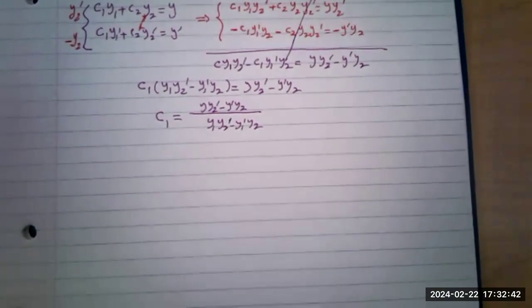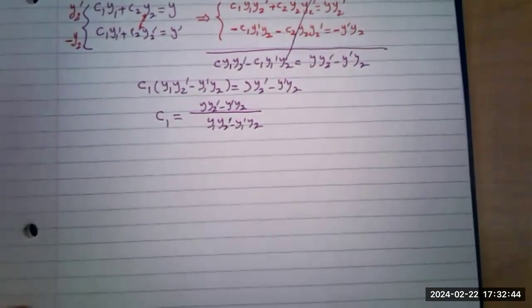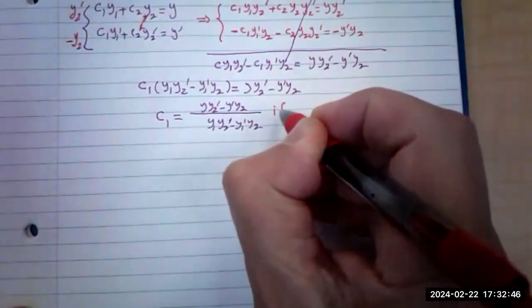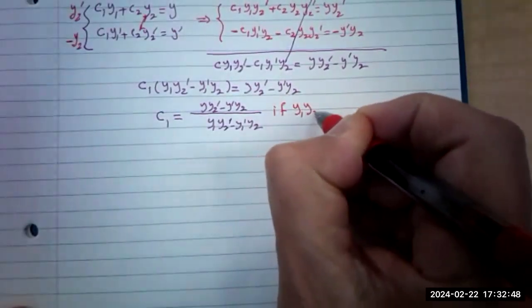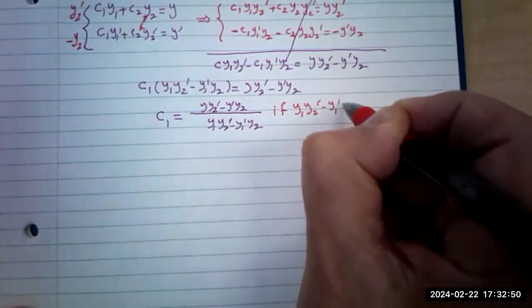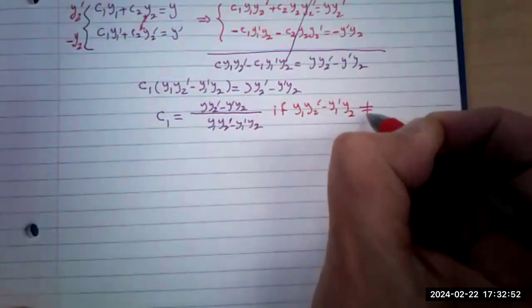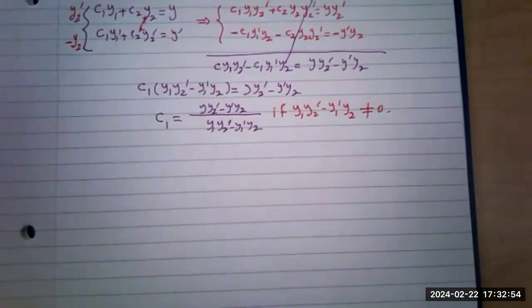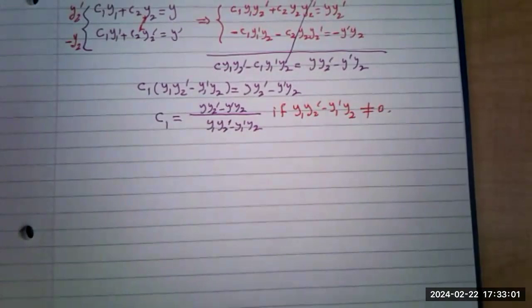Yes? The denominator cannot equal 0. Excellent. It can be done only if the denominator y1 y2 prime minus y1 prime y2 is not equal to 0. Remember, we are looking for a condition. This is C1. You can go and find C2 as well, but we don't need it because we are looking for a condition that guarantees that this system would have a solution.